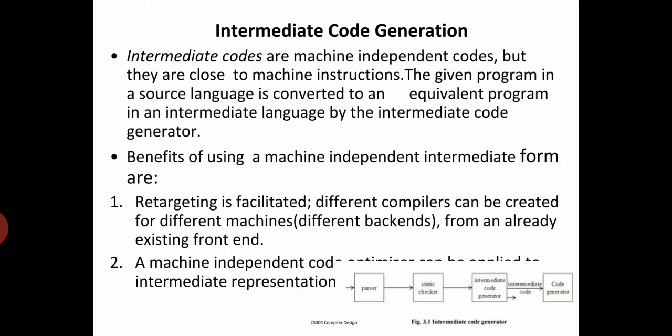Another benefit is that a machine independent code optimizer can be applied to intermediate representation. Since intermediate representation is a machine independent form, we have to optimize the code before generating the machine instruction by the code generator. That is to make the execution faster. So we can apply the code optimizer to the machine independent phase, that is the intermediate representation. There is another benefit. So code optimization can be done also as a machine independent process.